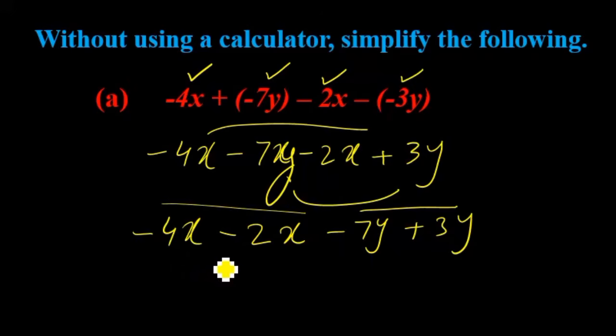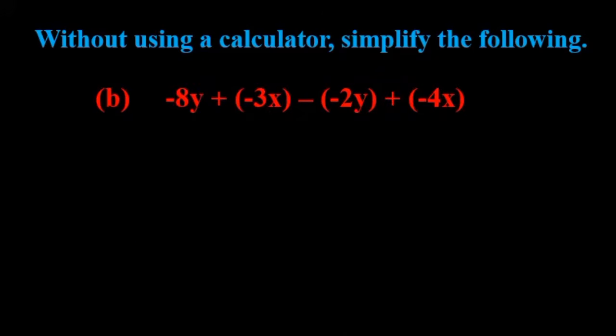If we look at the x variables, both signs are the same, which means you have to add. Keep the same sign. So 4 plus 2 is equal to 6x. Here we have different signs. So we keep the sign of the larger value and we subtract: 7y minus 3y is equal to 4y. So this is your answer. So it's a 3 or 4 step question. First we have to open the bracket, then we have to rearrange the like terms, and then we do the same process as we did in the previous questions.